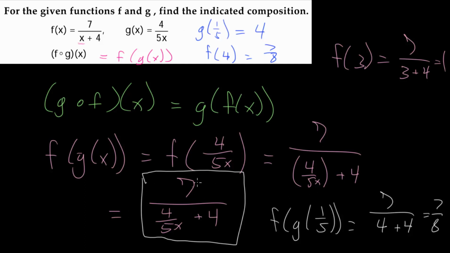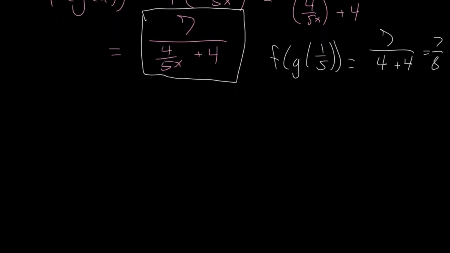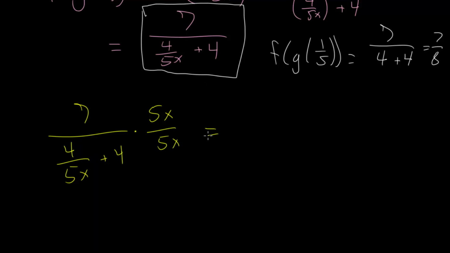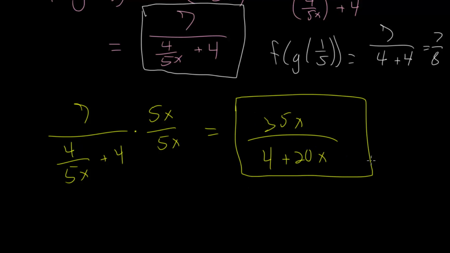Though, like I mentioned, we can also manipulate this a little bit and make it look a bit nicer. If we have 7 over 4 over 5x plus 4, let's get rid of this complex fraction. We can multiply top and bottom by this denominator in the denominator. By doing so, we get 35x up top. The 5x will cancel with this first fraction, so we just get 4, and we get 4 times 5x, which would be 20x. So this is a slightly nicer way to express that exact same function.